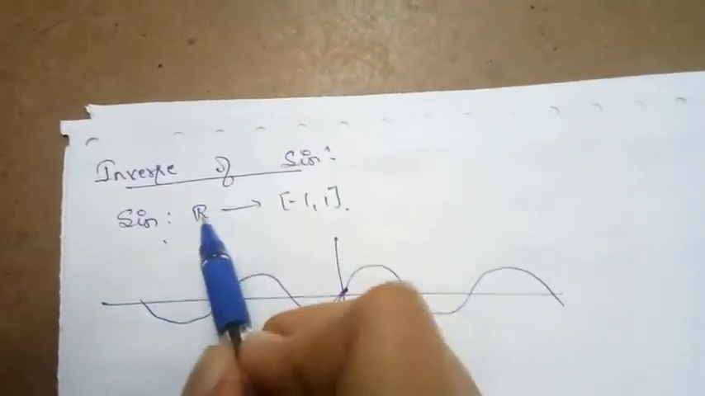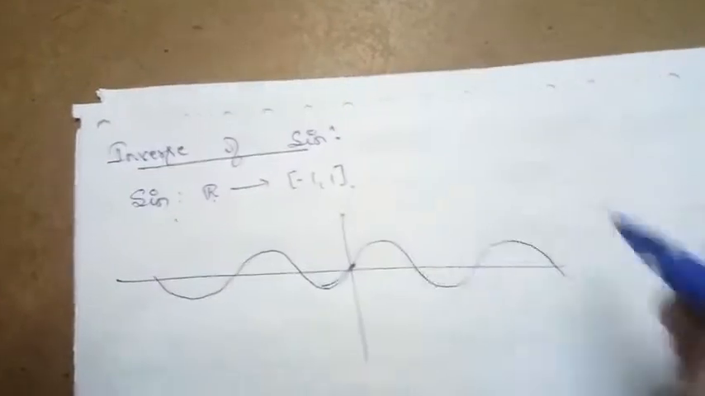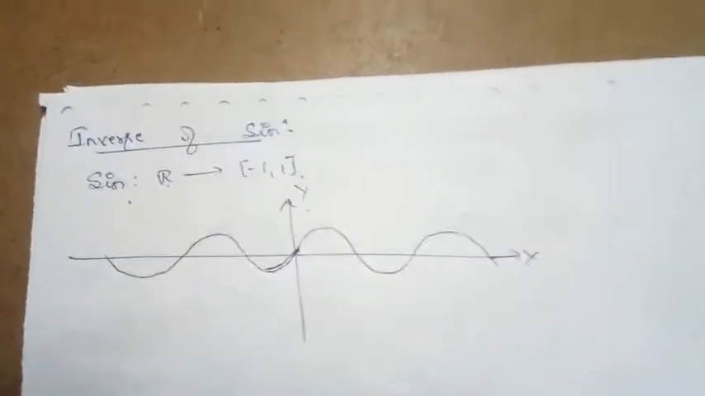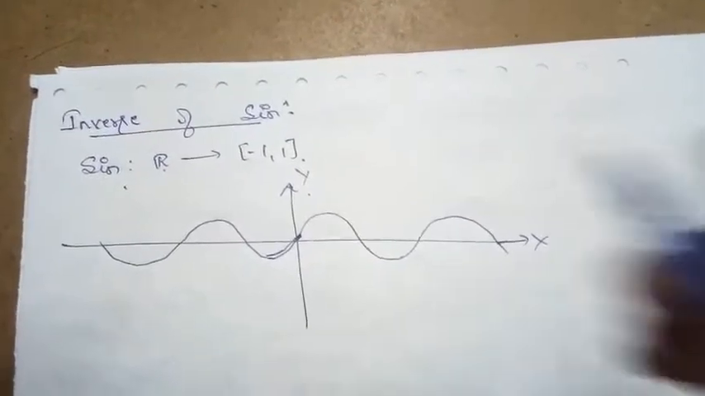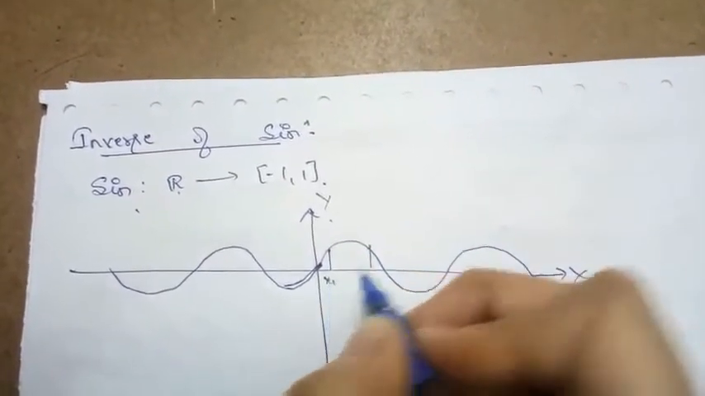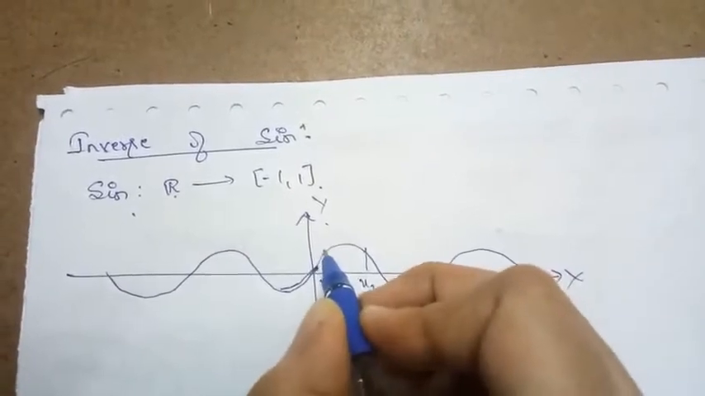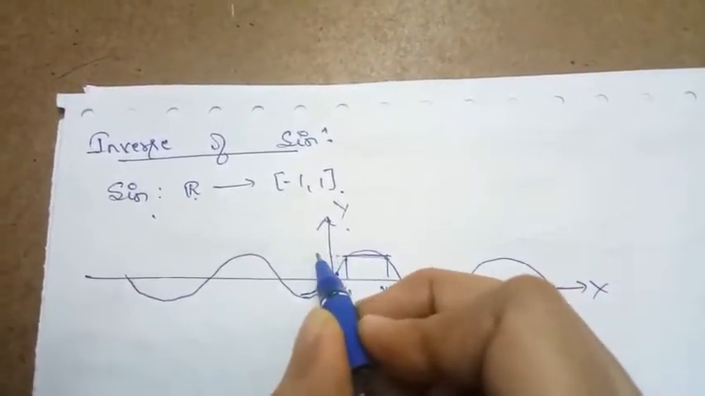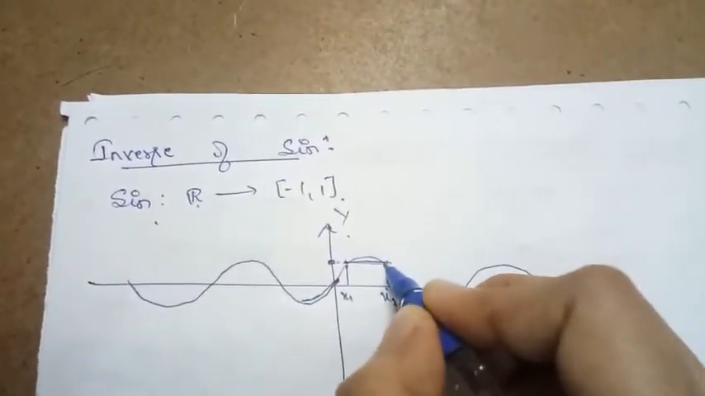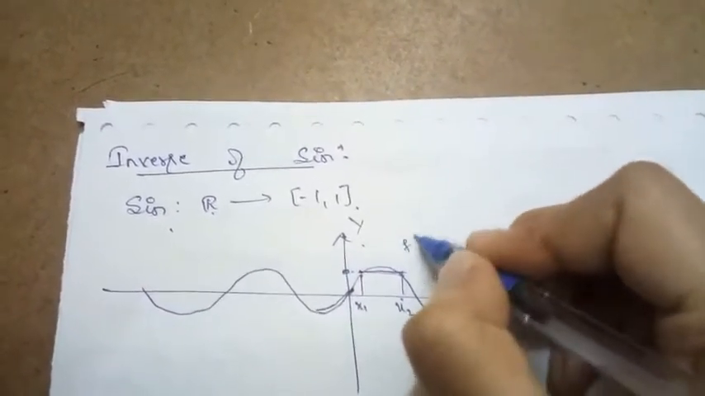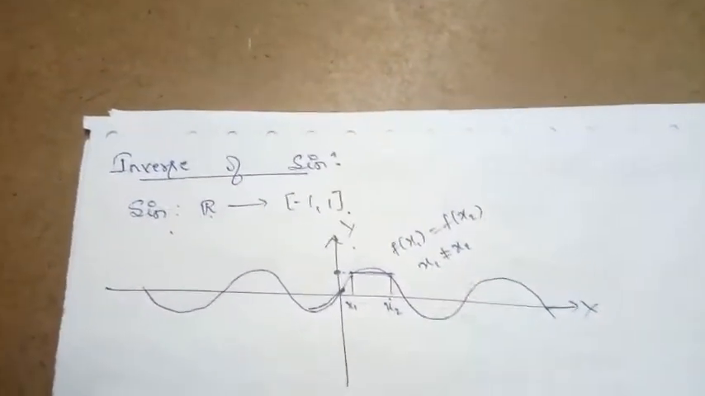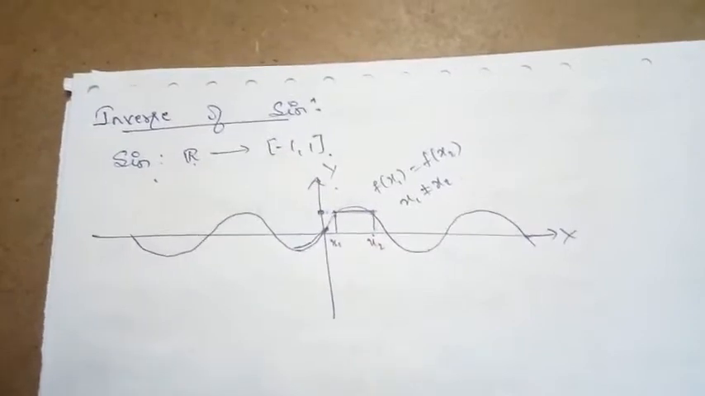So clearly the sine function is defined from the set of real numbers to minus 1 to 1, and the graph of the sine function is something like this. So I have drawn the graph of the sine function roughly. Clearly it is not a 1-1 function, because suppose I take any two points x1 and x2 lying here, for these two points we are having the same f of x1 and the same f of x2. Clearly at these x1 and x2, f of x1 is equal to f of x2, but x1 is not equal to x2. So with this graph it is not a 1-1 function, but it is an onto function.